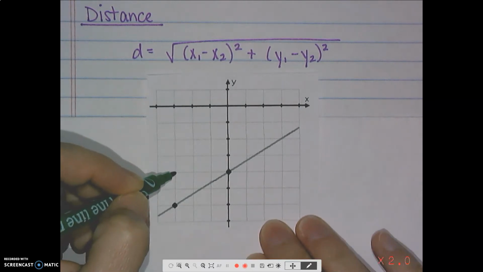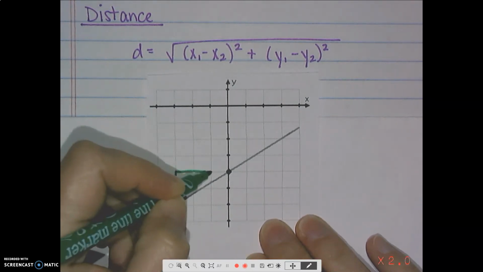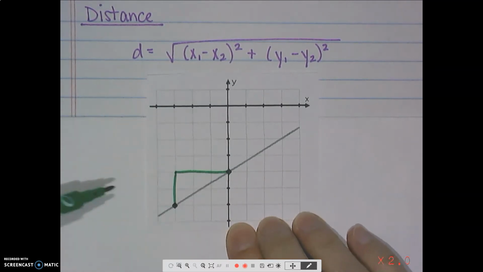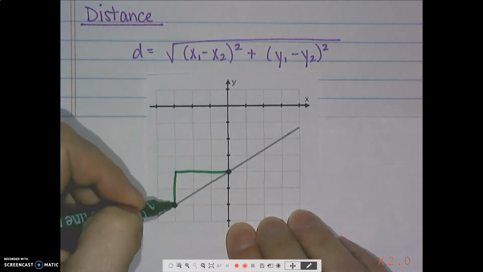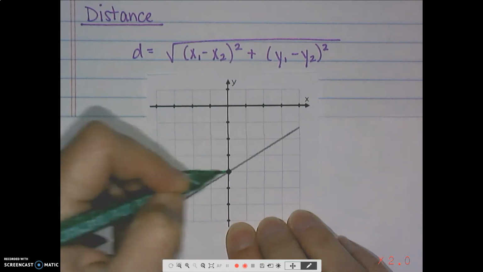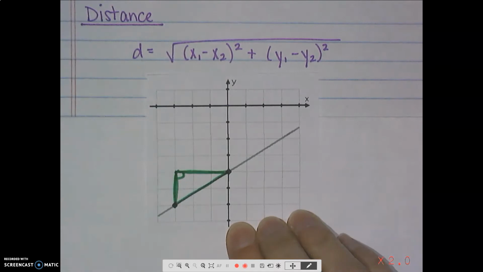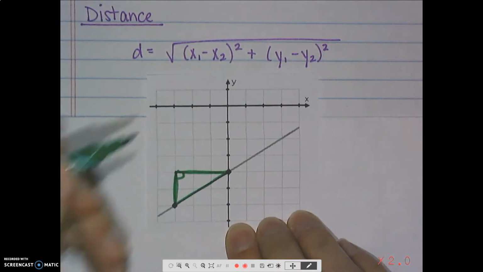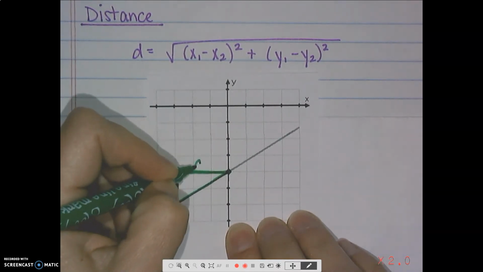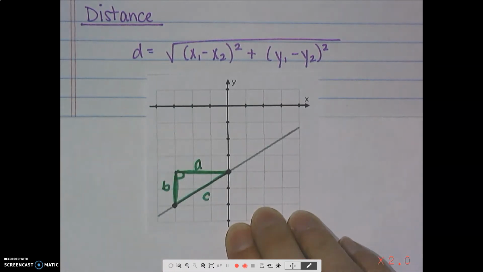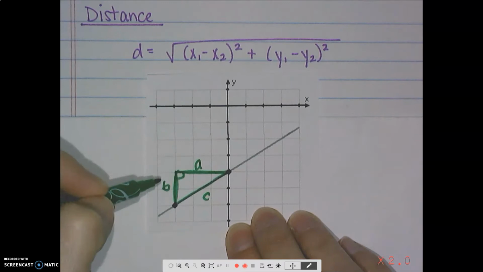Let's take a look here at where this would come from. If we have 2 points here and we're trying to find the distance between them, we can create a right triangle where the hypotenuse is the distance that we're trying to find. Well, we know from the past that if A, B, and C are the sides of the triangle, then A squared plus B squared equals C squared.